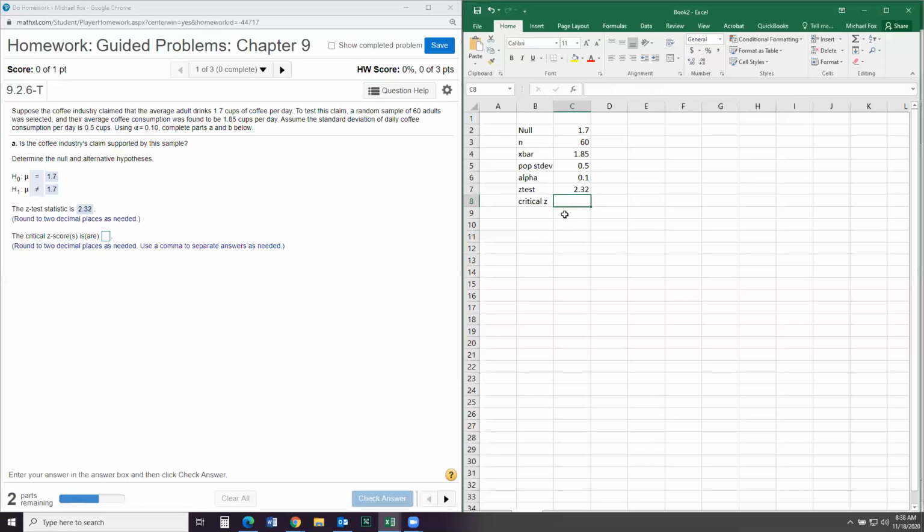All right, so to find our critical Z, I'm going to take the absolute value of norm.s.inv of the alpha divided by 2. Why divided by 2? Because it's a two-tailed test, or our rejection region is going to be on either end of that normal curve. So that's my critical Z score. Again, it wants 2 places.